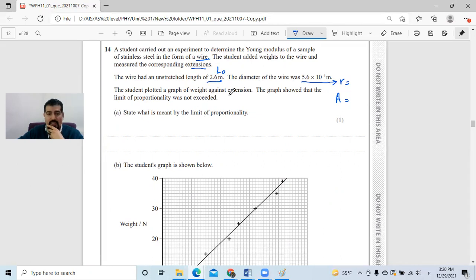The weight means force against extension. The graph shows the limit of proportionality not exceeded. So it's a straight line, do not exceed the limit of proportionality. State what is meant by limit of proportionality. Now, some of you sent me answers. What are the keywords for limit of proportionality?